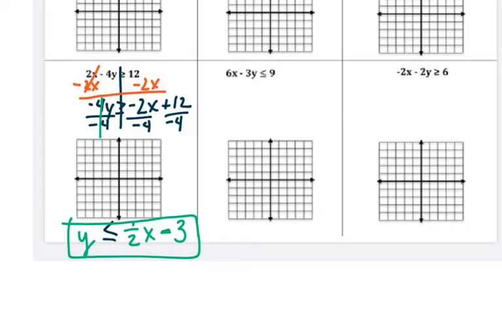So I begin on the number negative 3, up 1 over 2, up 1 over 2. This is a solid line in my symbol, so I'm going to draw a solid line through the points. Less than means put your pencil on any point and color below. Okay? Try the same thing with this one and this one here.